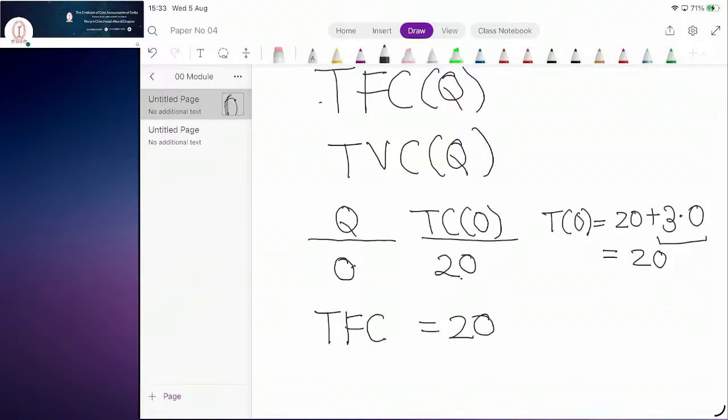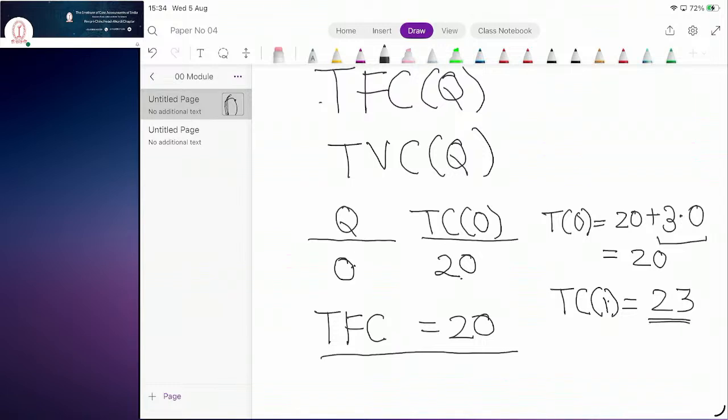Total fixed cost is equal to 20. Now similarly calculate the value of TC1. Tell me how much TC1 will be. Yes, 23. How much is it? TC1 will be 23. Three. Somebody correctly told me it will be 23.